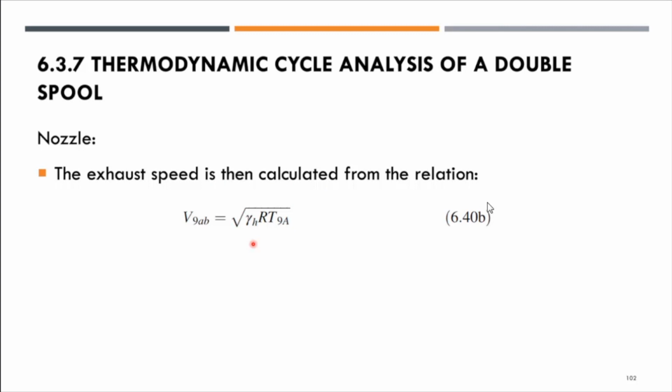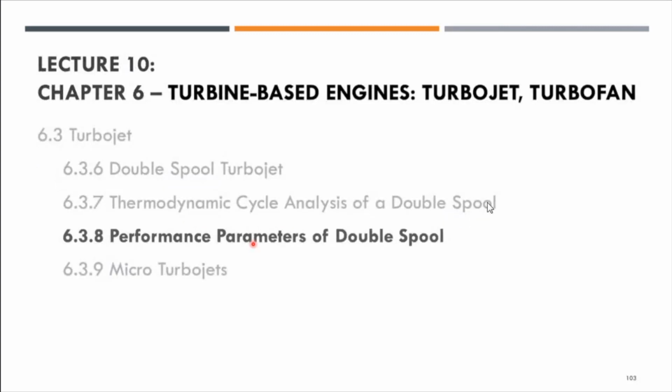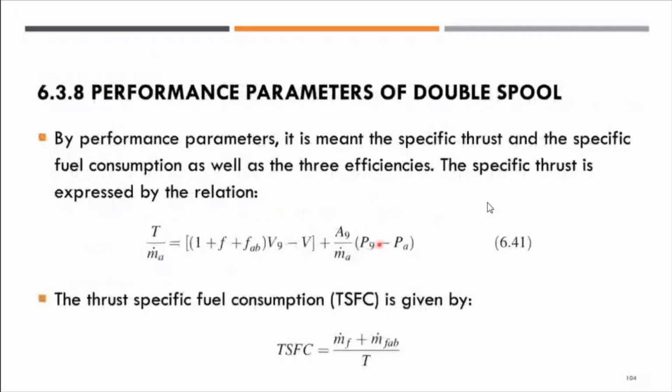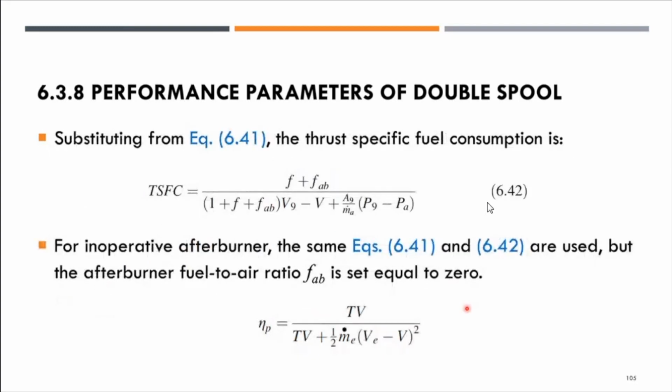afterburning engine case. Let us now move into section 6.38, looking into the performance parameters of a double spool. By performance parameters, similarly, we will look into the specific thrust, T over mass flow rate, and then the specific fuel consumption, thrust specific fuel consumption, TSFC. Substituting equation 6.41, the thrust specific fuel consumption can be expressed in equation 6.42.